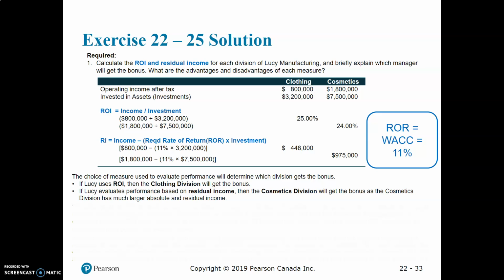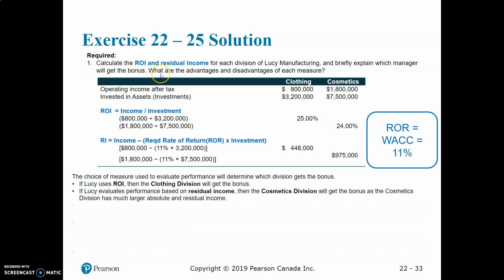The second part of the first question is to briefly explain which manager will get the bonus. The choice of the measure used for performance evaluation will determine which division will get the bonus. For example, if Lucy Manufacturing uses ROI, then we know that the clothing division earned a higher ROI of 25%, and hence the clothing division will get the bonus. However, if the company uses residual income to evaluate performance, then we know clearly that the cosmetics division had a much higher residual income of $975,000, and hence the cosmetics division will get the bonus.